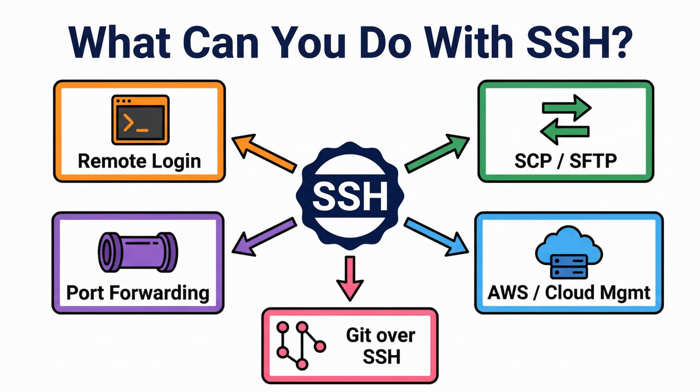Now you might be wondering, okay, SSH lets you connect securely, but what exactly can you do with it? Great question. With SSH, you can remotely log into a server and run commands as if you were sitting right in front of it. You can transfer files securely using SCP or SFTP. You can tunnel other traffic through SSH, like forwarding a database port from a remote server to your local machine. You can automate deployments, manage cloud servers on AWS or Google Cloud, and even set up Git operations over SSH. Basically, if you're a developer, sysadmin, or DevOps engineer, SSH is one of your most used tools, period.